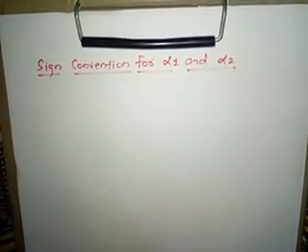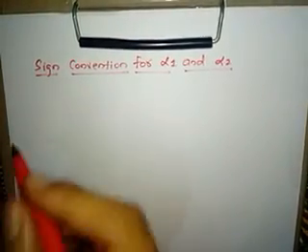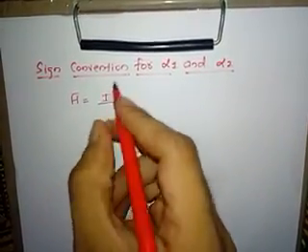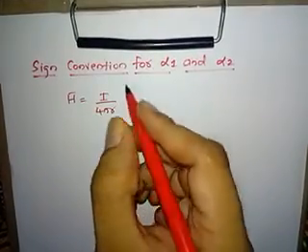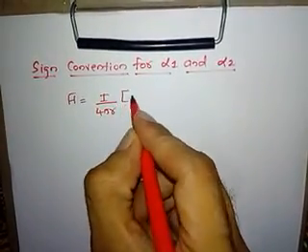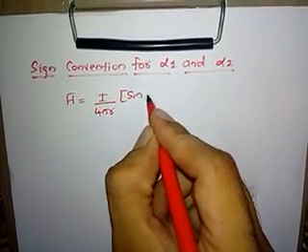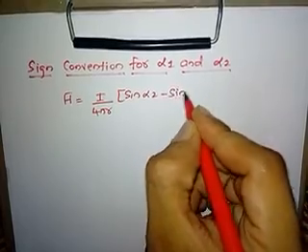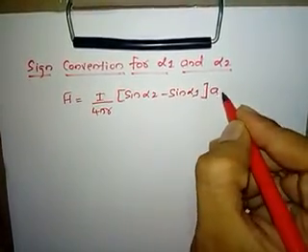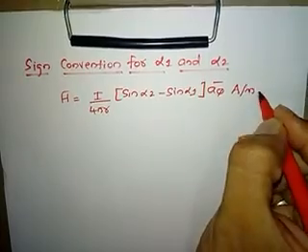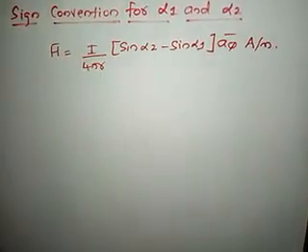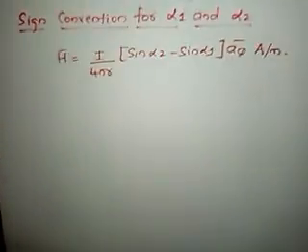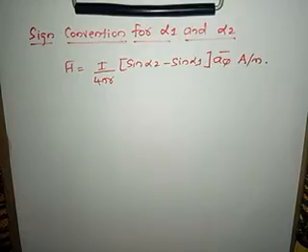Good morning, students. In the last class, we had derived the equation H bar is equal to I upon 4 pi r into sine alpha 2 minus sine alpha 1 a phi bar ampere per meter. This was the last derivation where we stopped. In continuation with that, today let us start with the sign convention for alpha 1 and alpha 2.